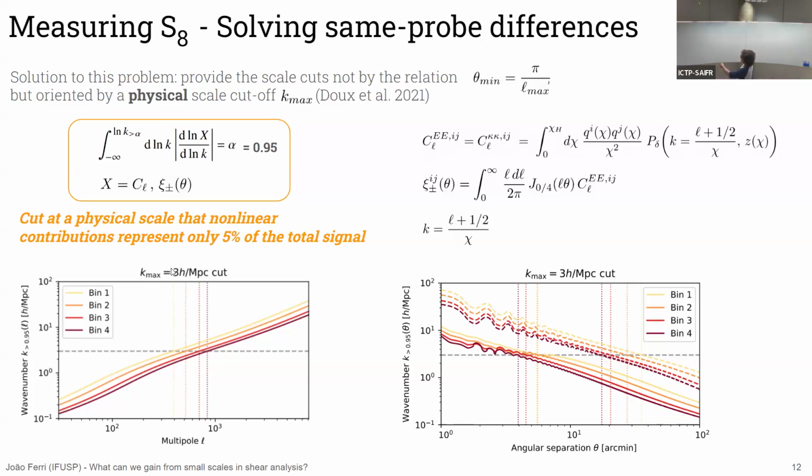So here you're making a cut at, for example, 3h divided by megaparsec, right? So it's this dashed line right here. You see? Okay. So for each redshift bin, you have a different Lmax that you must cut. And then you do the same thing for the real space analysis. So for this Kmax, and for each bin and for each type of correlation, so psi plus and psi minus, you have a different cut.